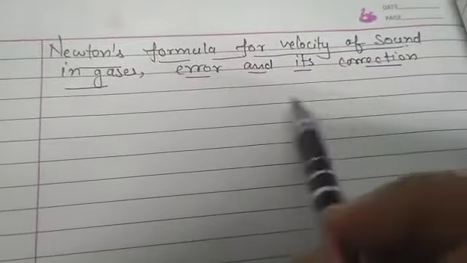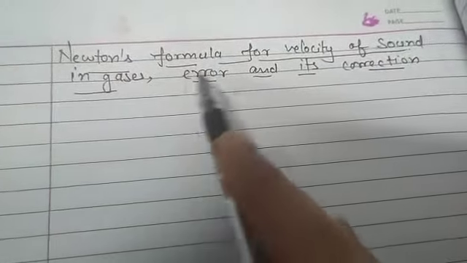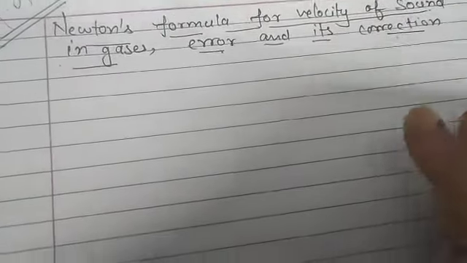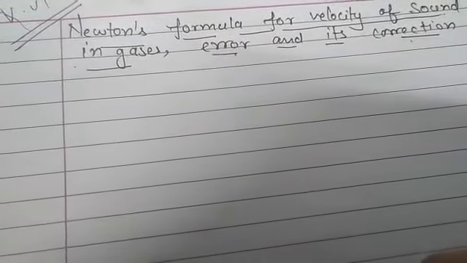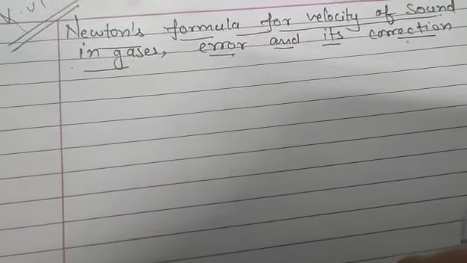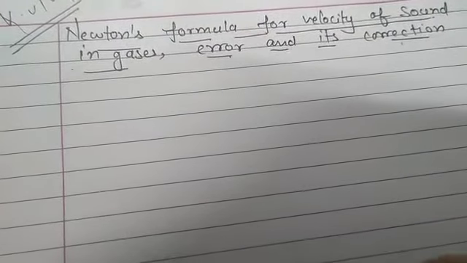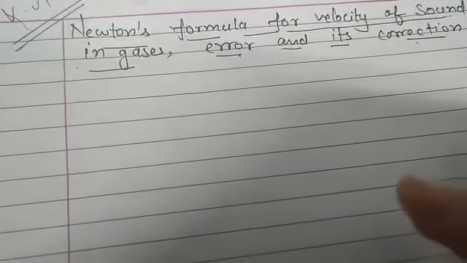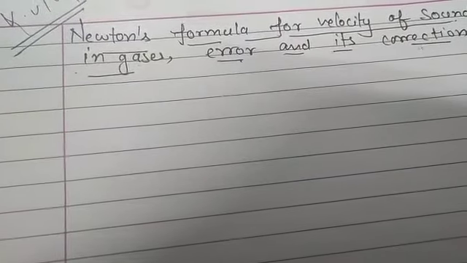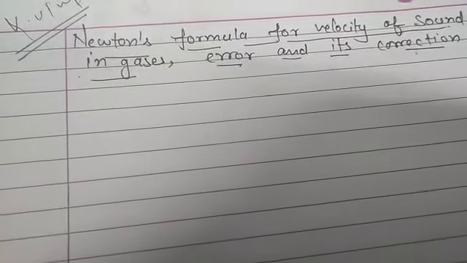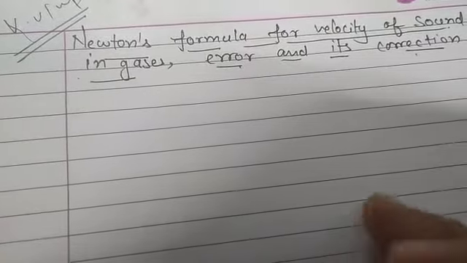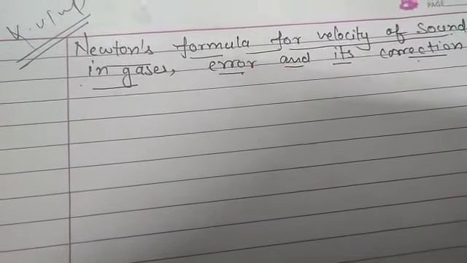Newton's formula for velocity of sound in gases, its error and its correction. Very, very important topic. Now, Newton gave the formula for the velocity of sound, and he said that this process to find out the velocity of sound in gases is purely isothermal. Isothermal means the temperature is constant.